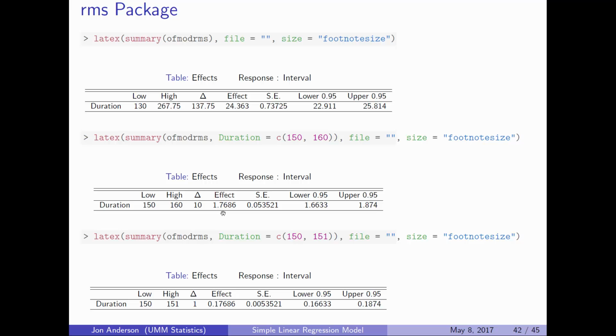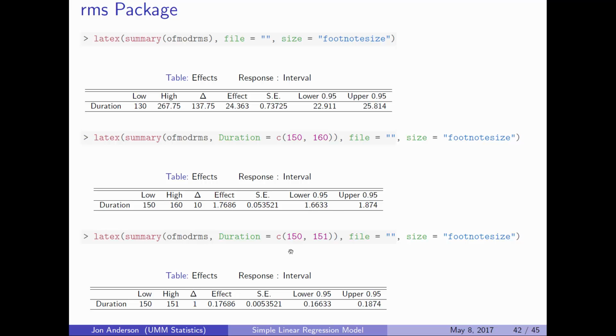and then you can see that the difference in the response is 1.76 waiting time minutes. The standard error is 0.05 minutes, and the lower and upper confidence boundaries for that particular change in y are given here.